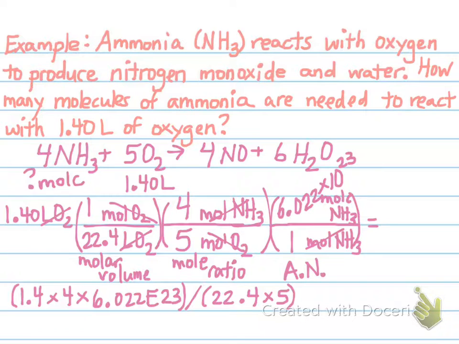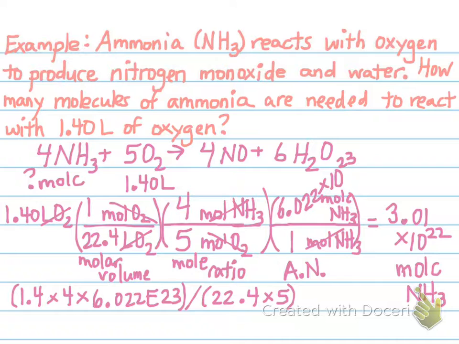So my calculator gives me 3.011 times 10 to the 22nd. So I'm going to write that as 3.01 times 10 to the 22nd. And this is molecules of ammonia. So again, this is the kind of work that I expect to see for your homework.